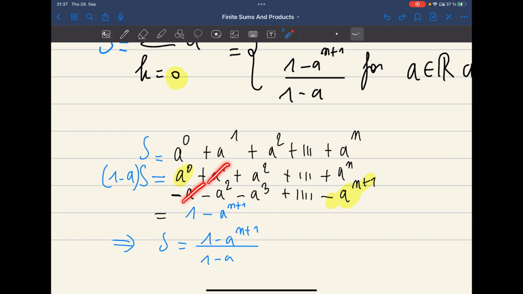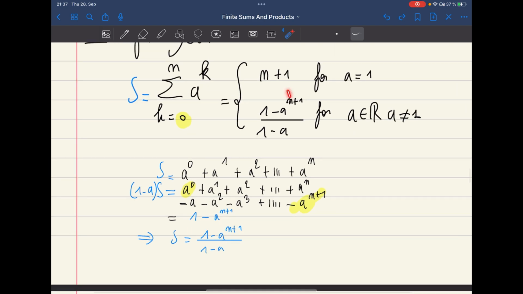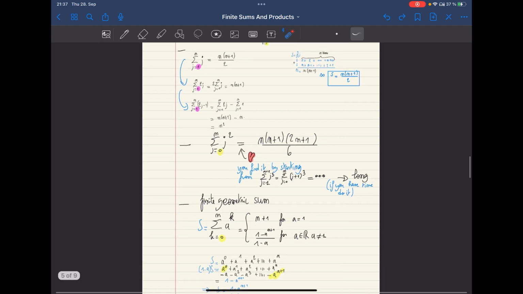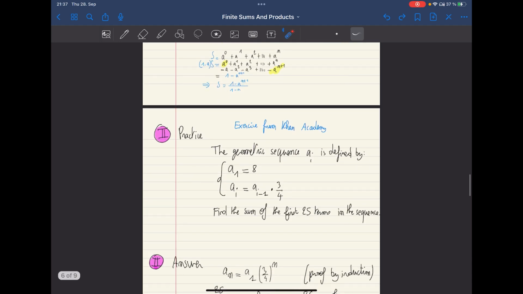And then this cancels, this cancels, this cancels, etc. And only this and this remain, which means that you have this, and then you divide by that, and you have your sum. Here again, it's better to just remember it. So we have three things to remember: this one, and this one. Let's practice.